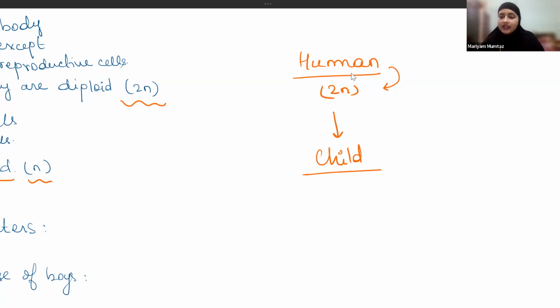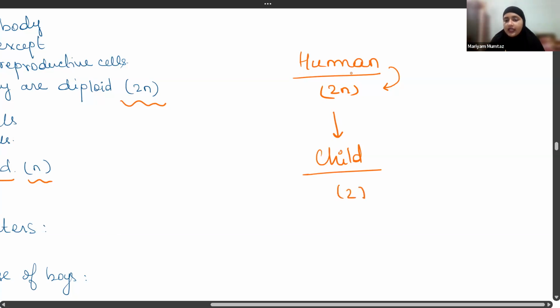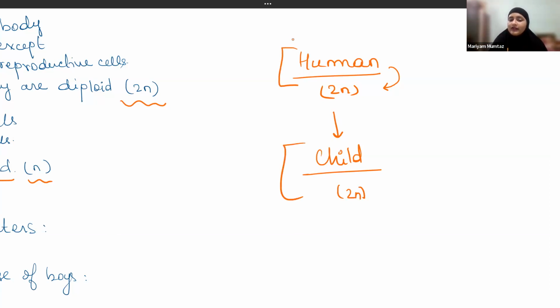So, yet again, I said that the child is also a human only, isn't it? If one human is diploid, the other human has to be diploid, because humans in general are diploid. Now, why did I ask this? Because you should know that humans in general are diploid, whether it is a child, a baby, an adult, or a person of old age. All of them are diploid.